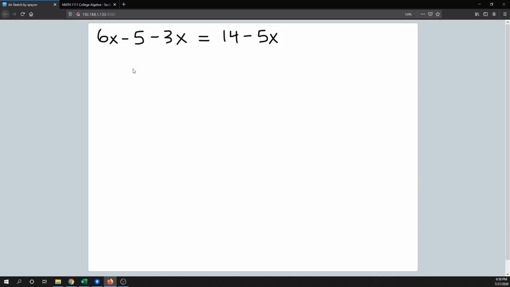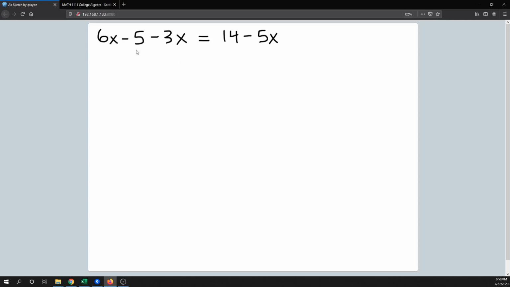First off, I want to simplify both sides as much as I possibly can. Over here on the left side, we have 6x minus 5 minus 3x. So we have a couple of like terms, and like terms can be combined. The like terms are the 6x and the minus 3x. Remember, like terms have to have exactly the same variables with exactly the same exponents. So the 6x and the 3x are like, and therefore they can be combined.